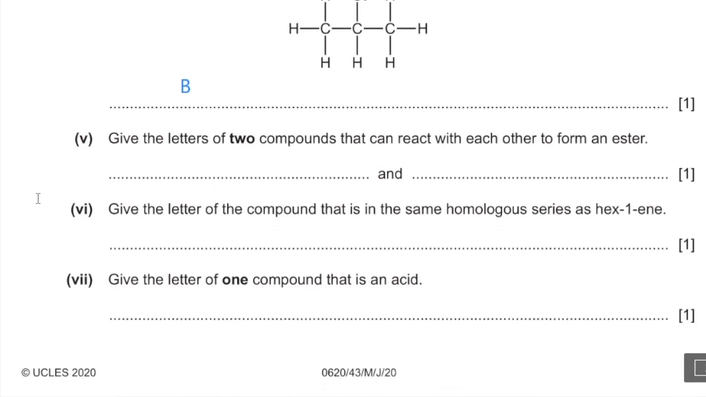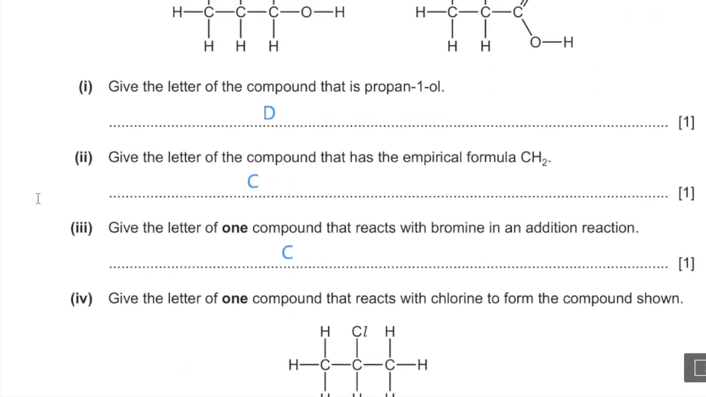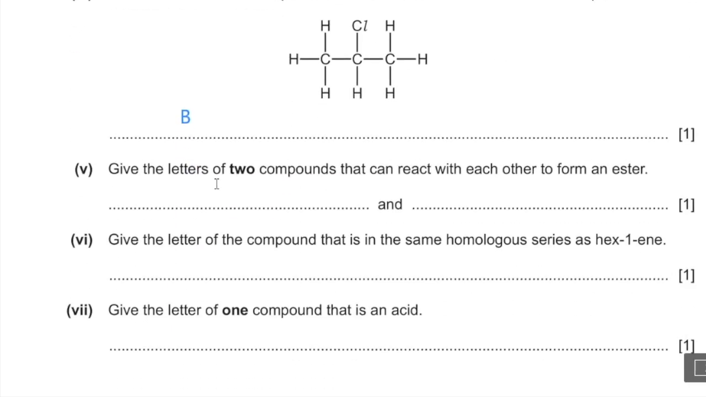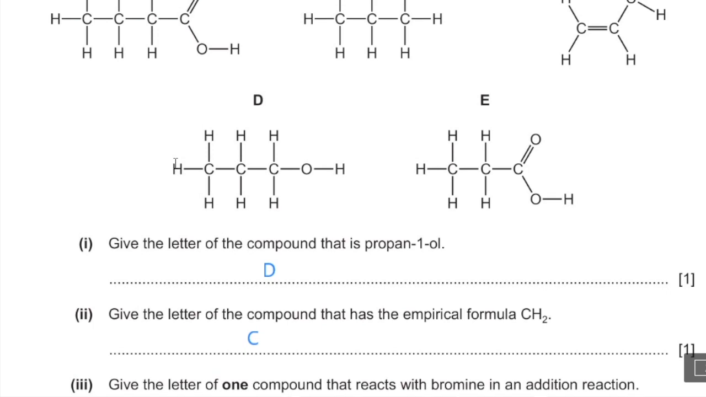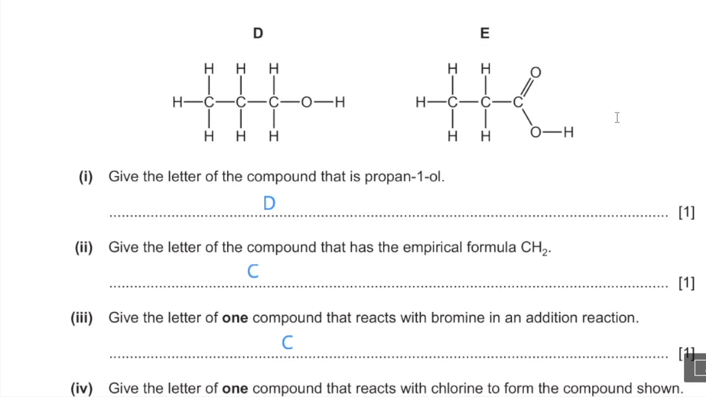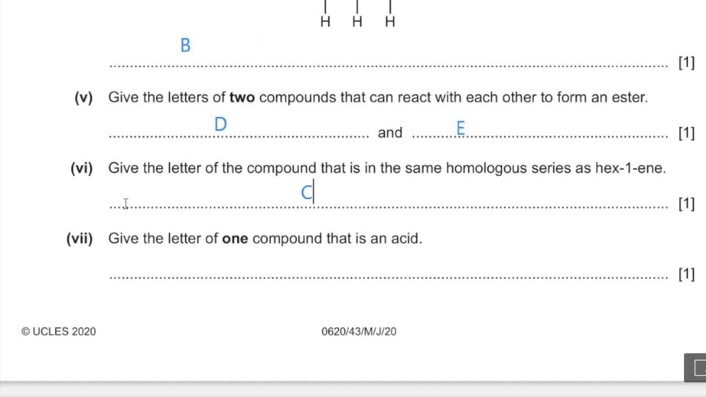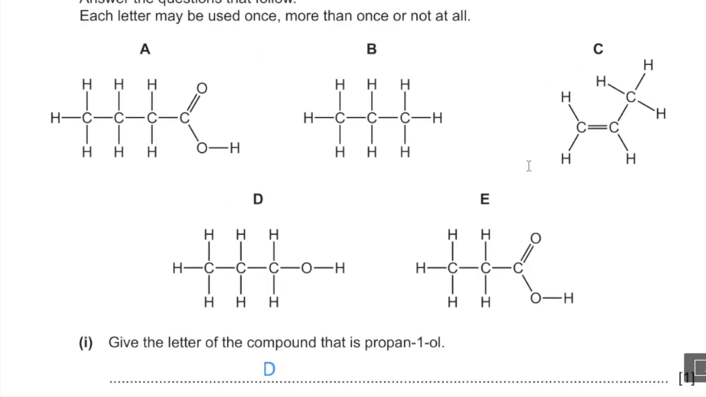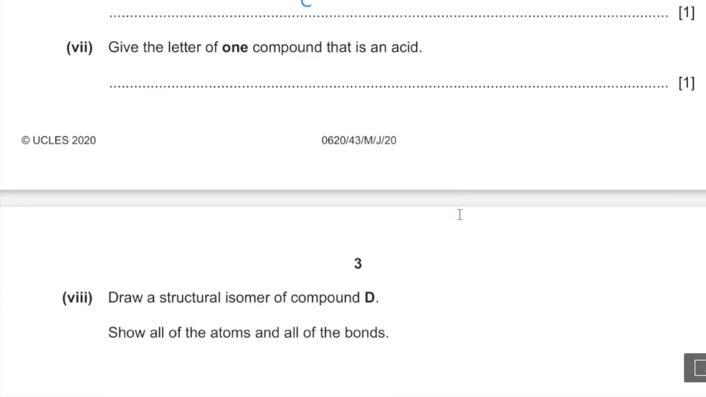5. Give 2 letters of compounds that can react with each other to form an ester. So we need an alcohol and a carboxylic acid, and those are D and E. 6. Give the letter of the compound that is in the same homologous series as hexene. So hexene is an alkene, and the only alkene over here is C. 7. Give the letter of one compound that is an acid. So the acids over here are A and E. You can choose either of them.